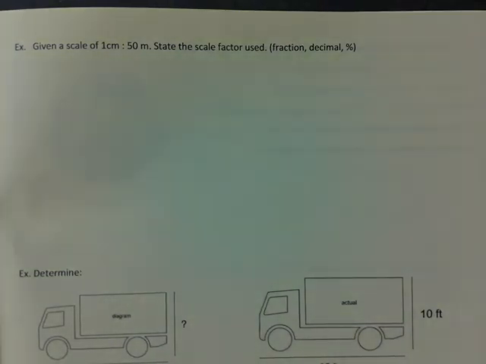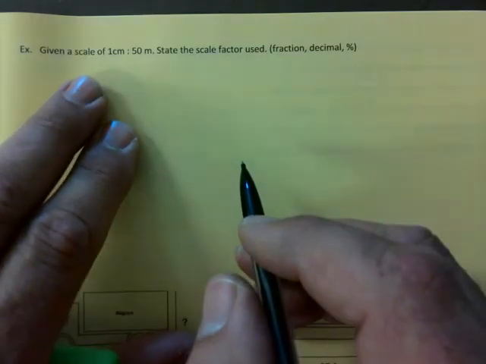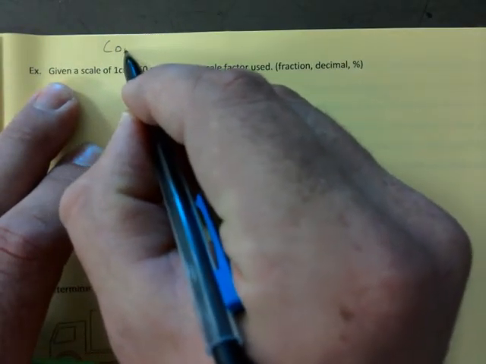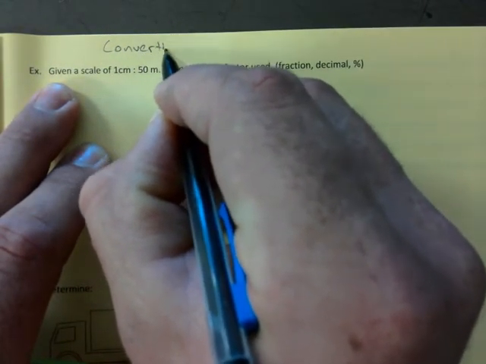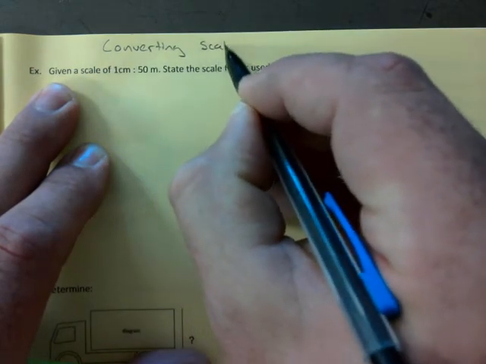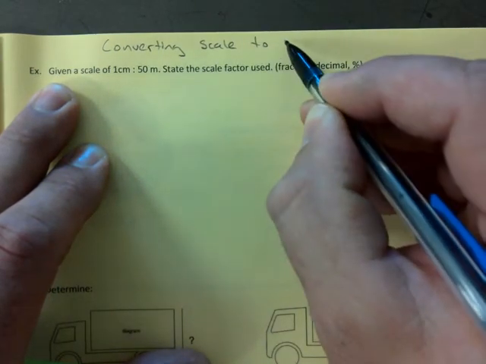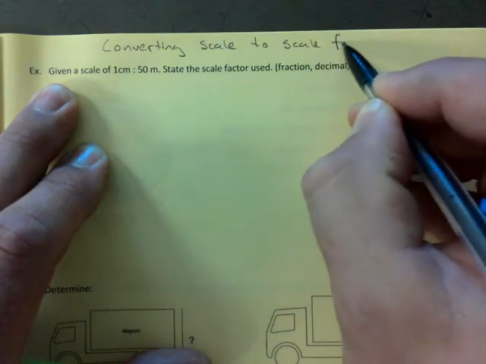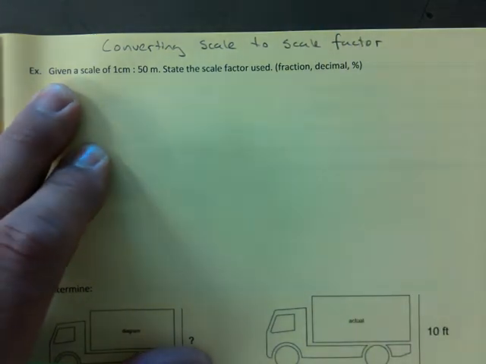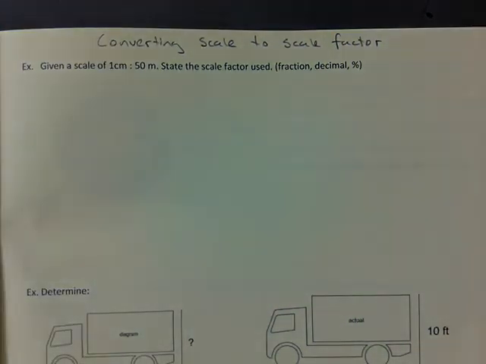Okay, given a scale, so next page, page 11, given a scale of 1 centimeter to 50 meters, state the scale factor used. So at the top here is converting a scale to scale factor. Because when we do math, quite often we just like to take it to the scale factor because there are no units attached. We're good to go.